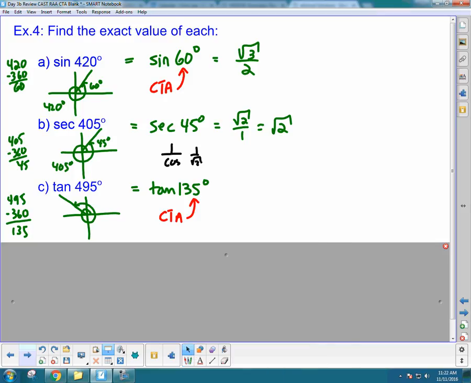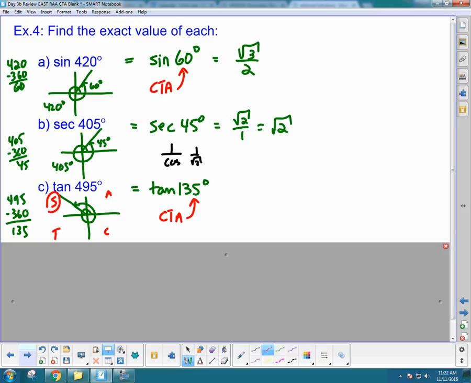Now, I've got to look at 135. Well, guess what? 135 is not one of my special triangles. So I don't know the tan of 135, but I do know that I could figure out the related acute angle, but just recognize which quadrant I'm in. So I'm going to look at this and say I'm in this quadrant.